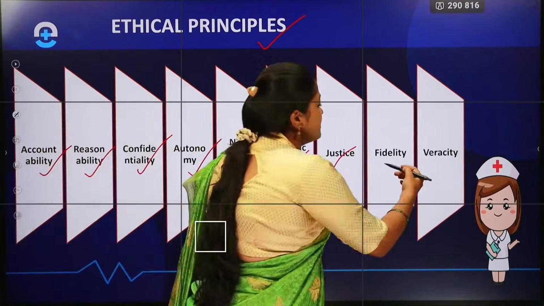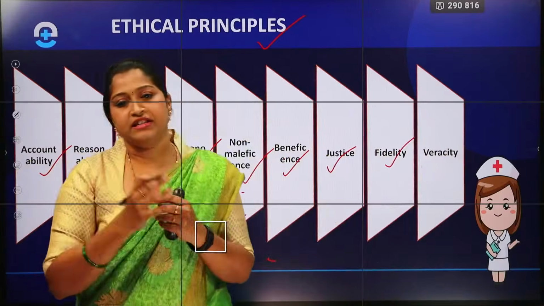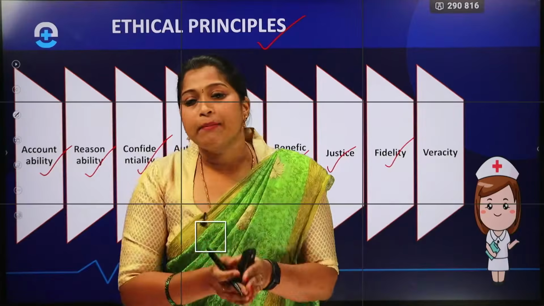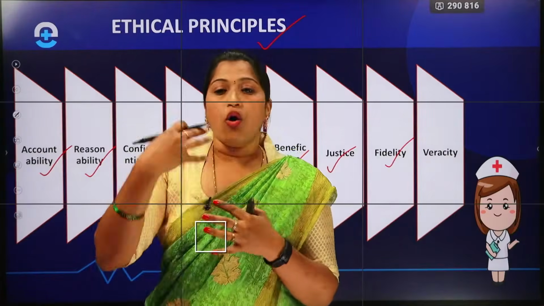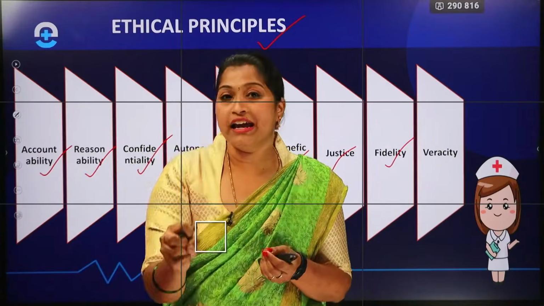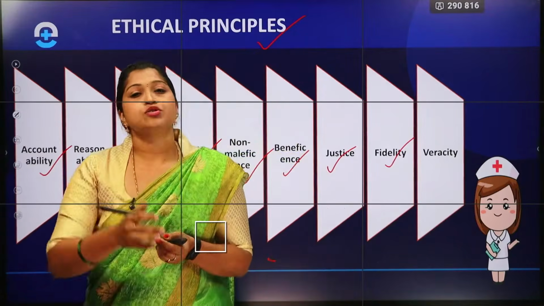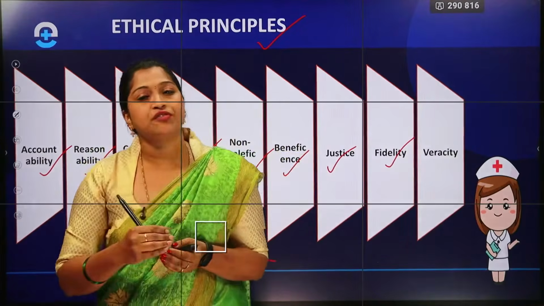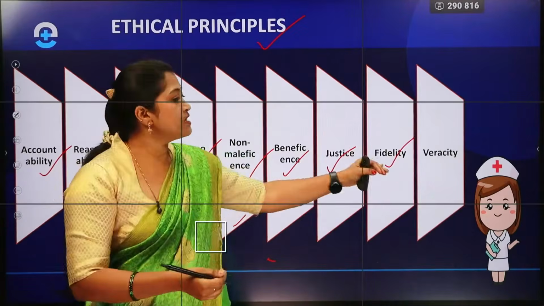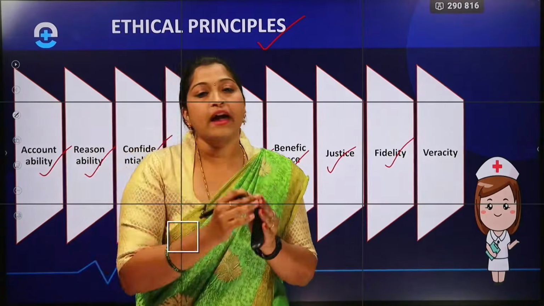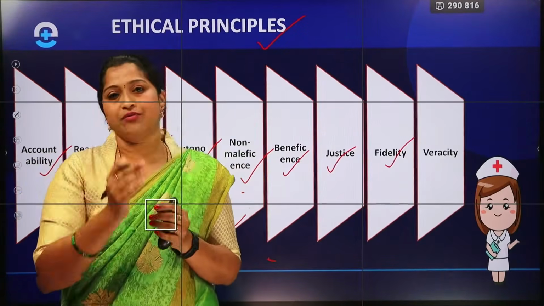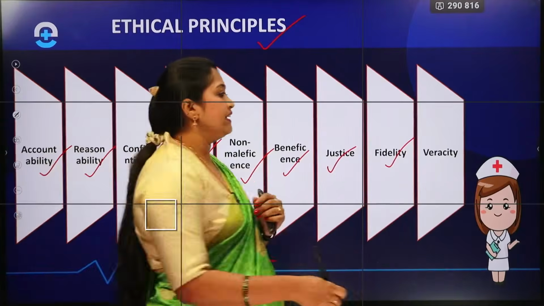The next is fidelity. What do we mean by fidelity? Anybody who can answer, you can just comment in the comment box. It is nothing but being faithful to any of the agreements we have made. So we have to be truthful or faithful to the promises that we have made. That is what is called fidelity. So we have to make sure we are faithful to any of the agreements or promises that we have made. And finally, veracity.